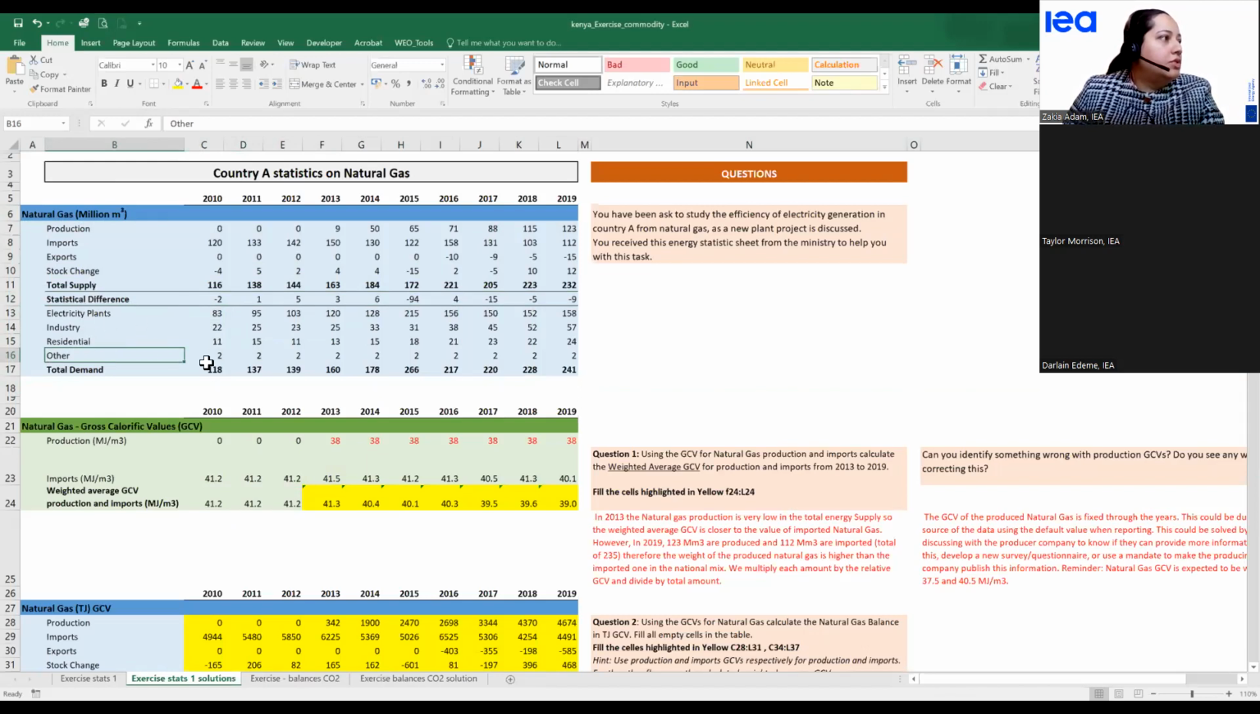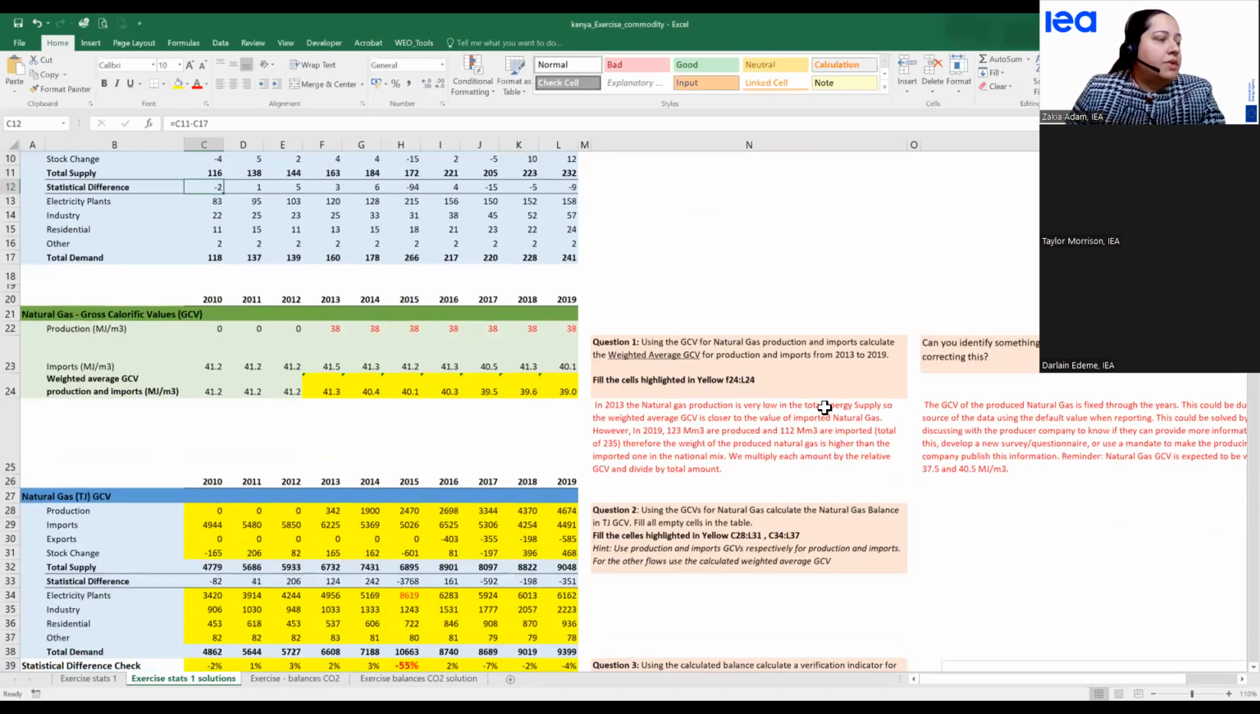Then you have your total demand, and the difference between your supply and your demand is what goes into your statistical difference. So then you have a first question here. Using the gross calorific values for natural gas production and imports, calculate the weighted average gross calorific value for production and imports from 2013 to 2019. So these are the highlighted cells that we need to calculate.